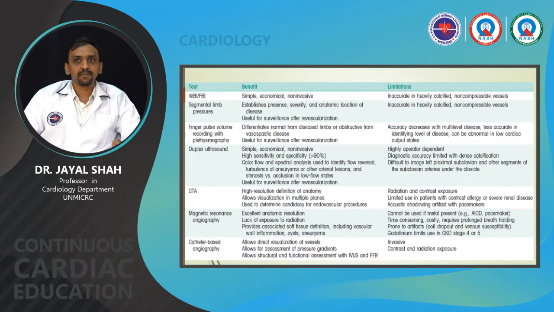So this is just a brief overview of the different tests which we undertake for the diagnosis of upper extremity diseases. We have already discussed the wrist brachial index, segmental pressure measurement, and photoplethysmography. The next one is the duplex ultrasound, which is highly sensitive and specific, but it is highly operator dependent, and the accuracy of it is limited.